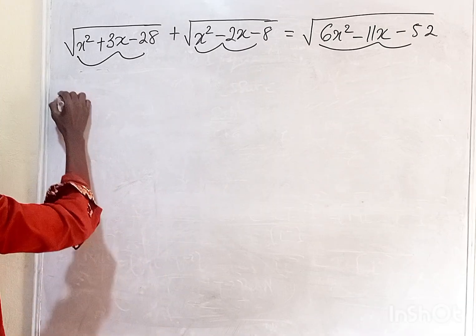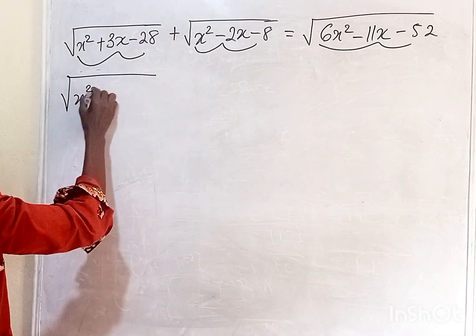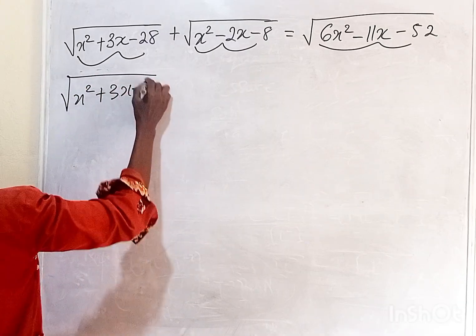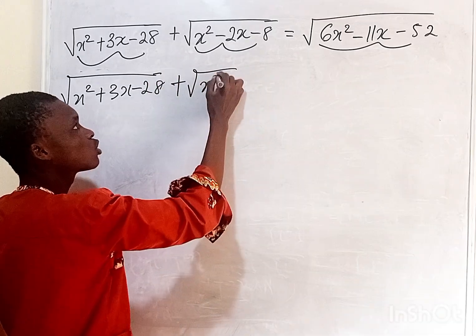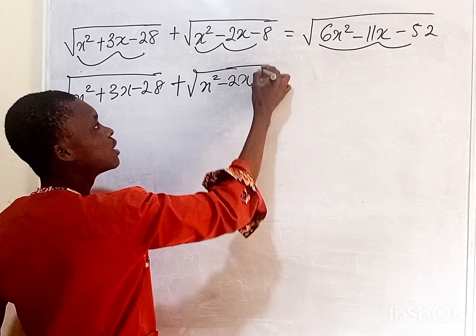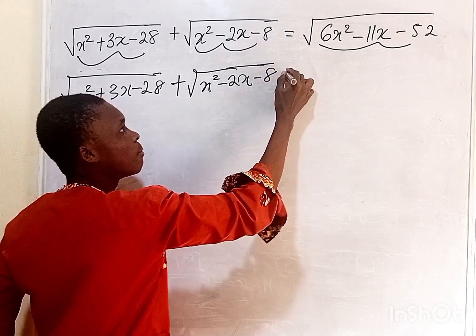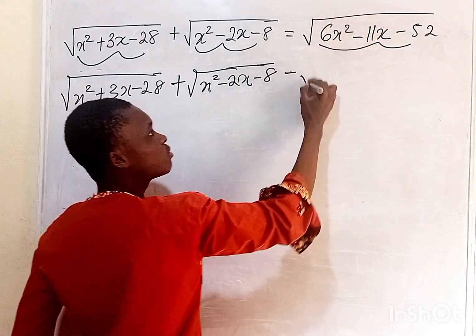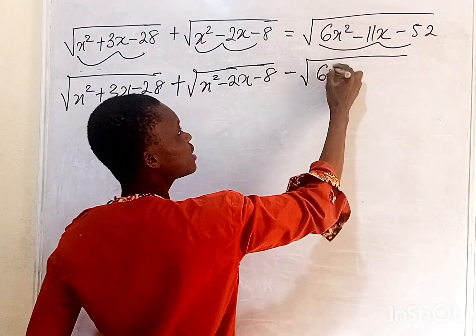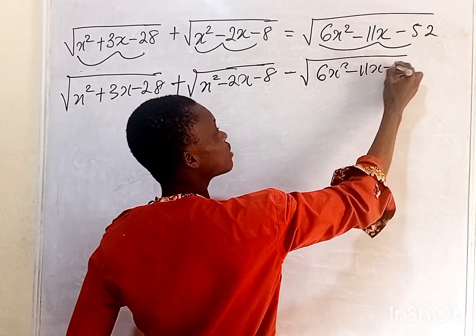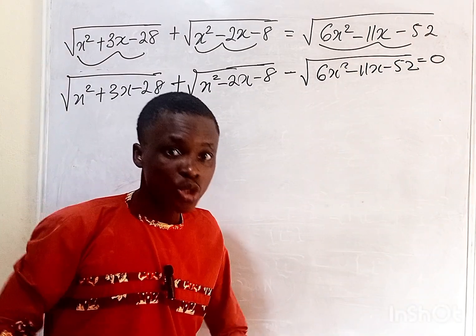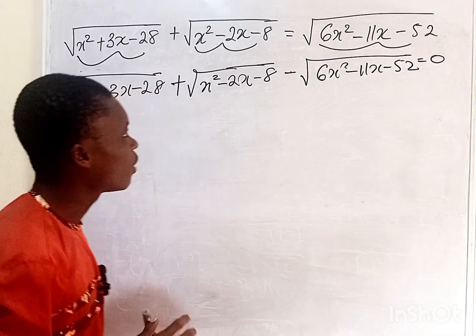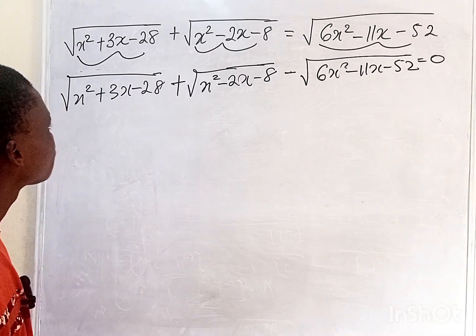Now from here, can I say this is the square root of x squared plus 3x minus 28, plus the square root of x squared minus 2x minus 8, minus, bringing this one inside, the square root of 6x squared minus 11x minus 52. It's good you watch this video to the end to see how the answer of this one will shock you. All right, let's continue.